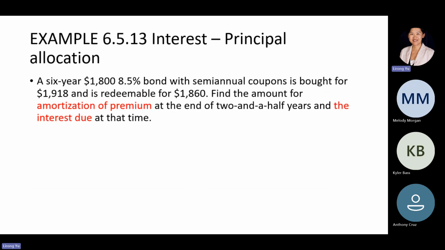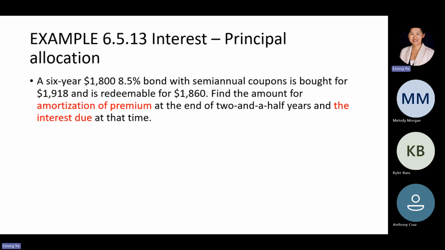Okay, so let's look through the example on 6.5. This is talking about interest principal allocation. I think we went over this one before. When we look at a bond problem, it's very important to identify some of the key terms. This question is talking about 6 years, so n equals 6 years, the term of the bond. 1,800 is the face value, 8.5 is the coupon rate. And then it says semi-annual coupon.